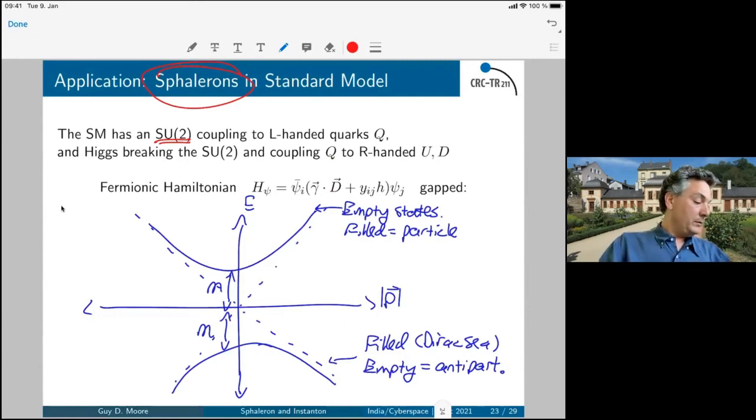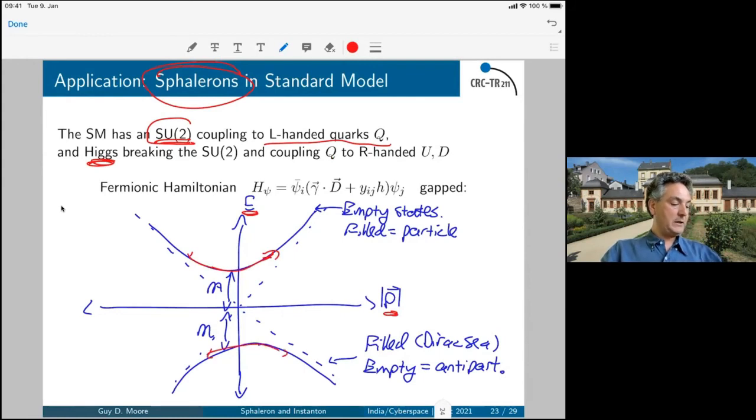Okay, so SU(2) in the standard model only couples the left-handed quarks. The left-handed quarks also couple to a Higgs, and because of the Higgs, they have a massive dispersion. If you look at the energy as a function of momentum, there's a branch up here of positive energies, there's a negative energy branch, and according to the Dirac interpretation, these are all filled states and these are all empty states in vacuum. If I fill one of these states, that's a particle. If I empty one of these states, that's an antiparticle. So promoting one of these up to here, leaving an empty state and a filled state, is a particle-antiparticle creation.